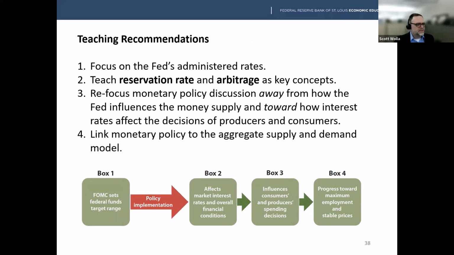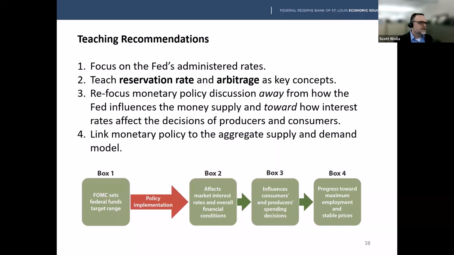When we talk to professors, we really encourage them to move away from money supply models, the money multiplier. It's hard, right? Because a lot of macro textbooks are built on this foundation of money supply, but we're really encouraging people to move towards interest rates as the mechanism by which the Fed sets policy and through which those policy decisions transmit to consumers and producers in the broader economy.